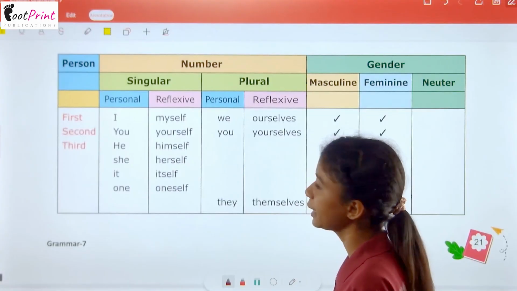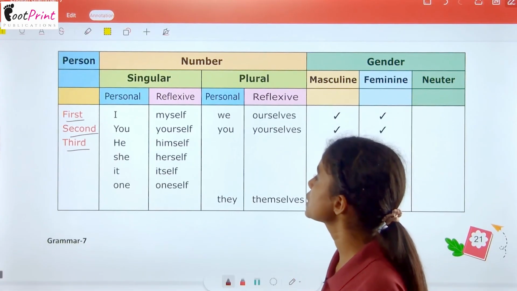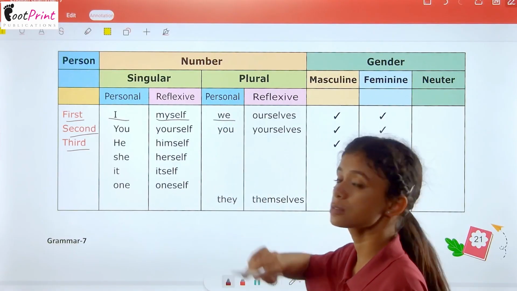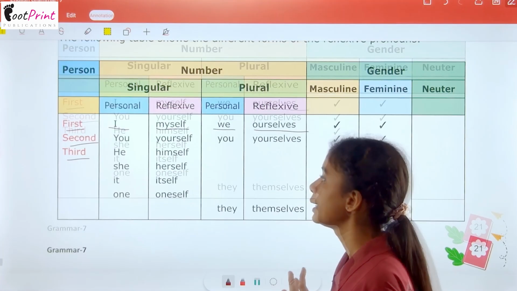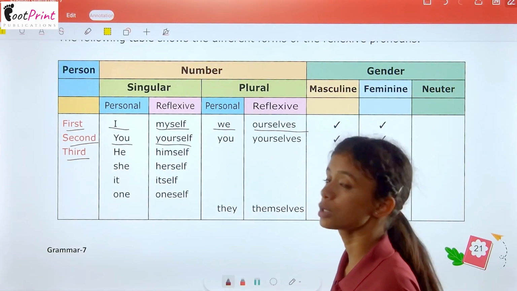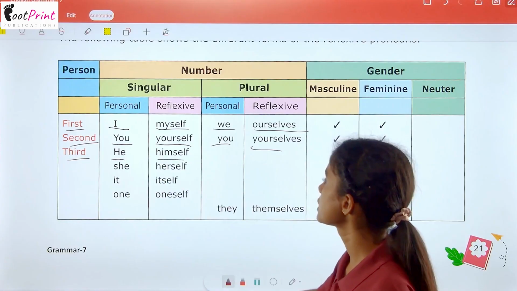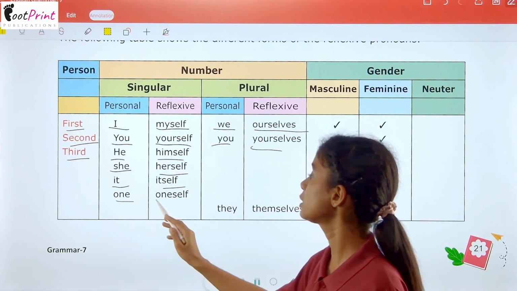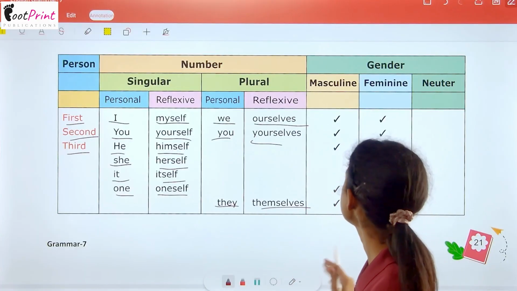Let's see those. Again, we will divide it into person: first person, second person, third person. In singular first person, we have I, and the reflexive is myself. In plural, we have we, and when we convert it into reflexive, it becomes ourselves. In second person, we have you as the pronoun, and its reflexive pronoun is yourself. And in plural again, you and yourself. Third person, we have he, and it becomes himself. She becomes herself. It becomes itself, and one becomes oneself. And in plural, it becomes they, and the reflexive is themselves.